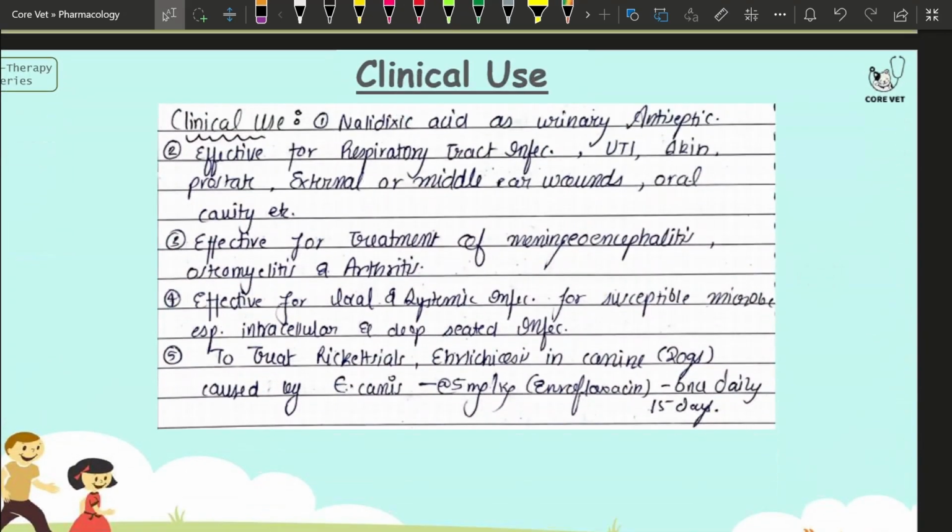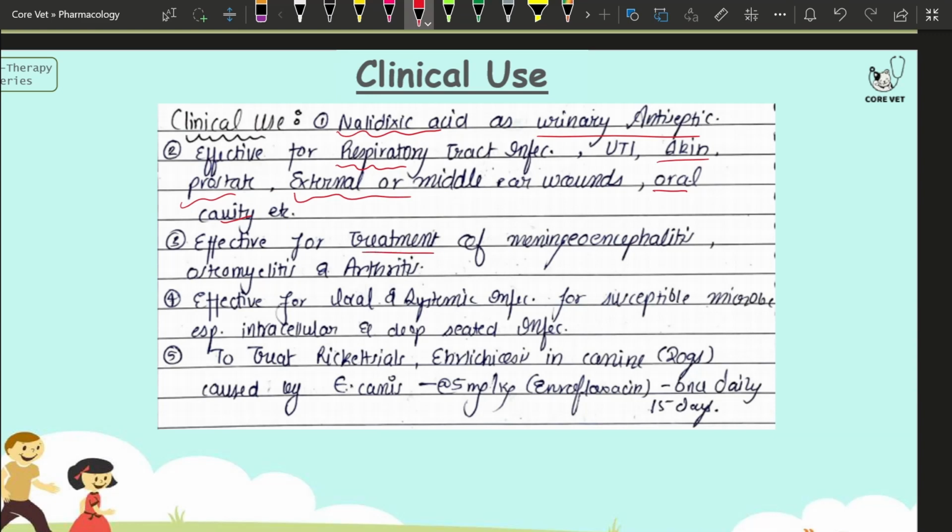And if we talk about the clinical uses, nalidixic acid, I had told you, is used in UTI infections, so it is used as a urinary antiseptic. These are also quite effective against respiratory tract infections, UTI, skin infections, prostate gland infections, external and middle ear wounds. If there are ear wounds, these drugs can be prescribed, and oral cavity infections could also be treated by the fluoroquinolones.